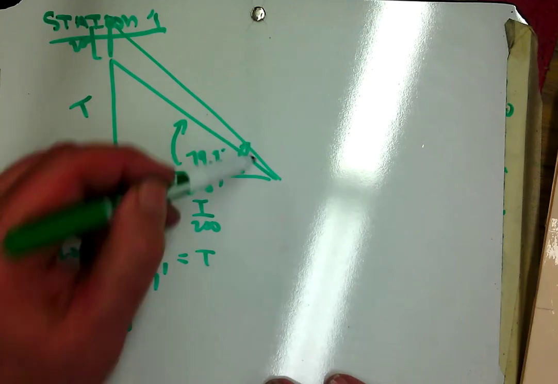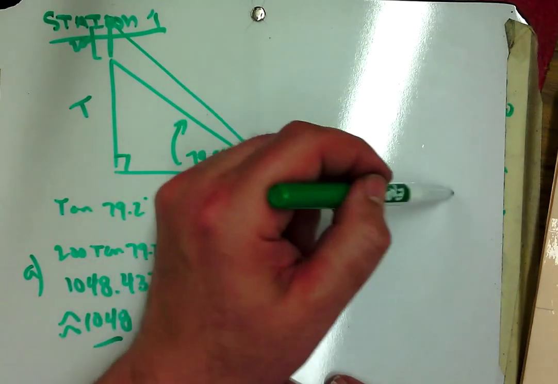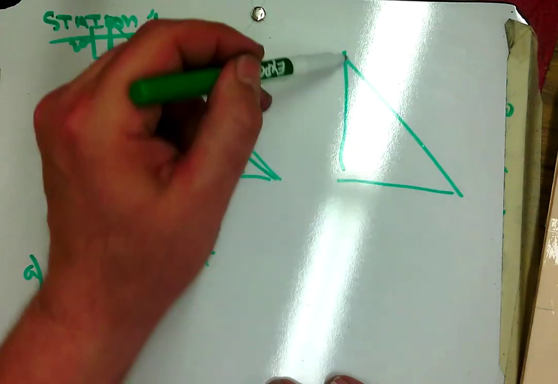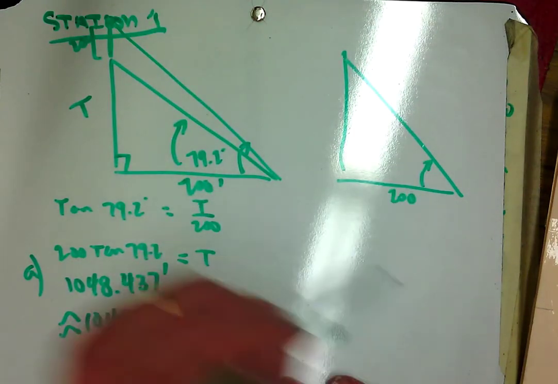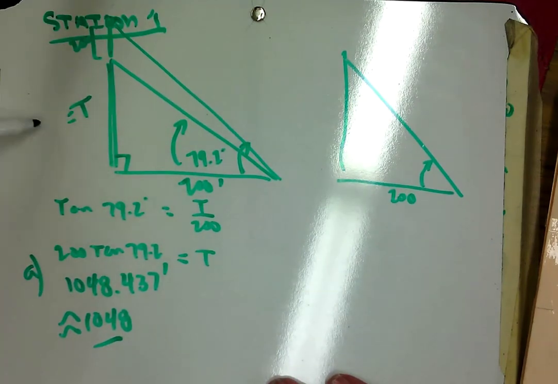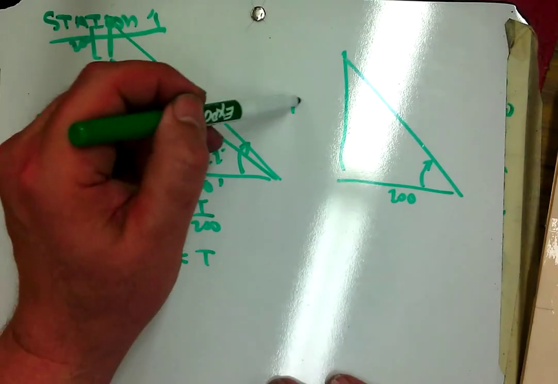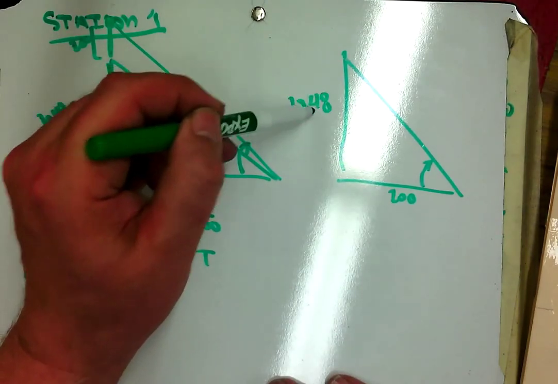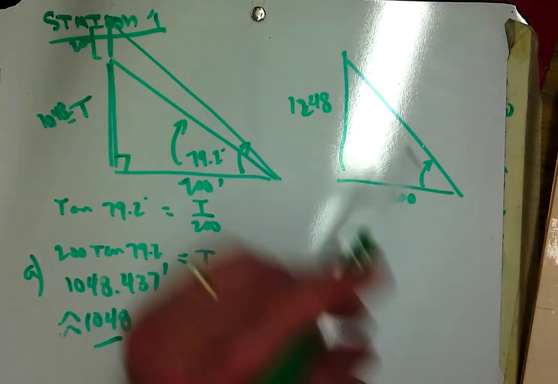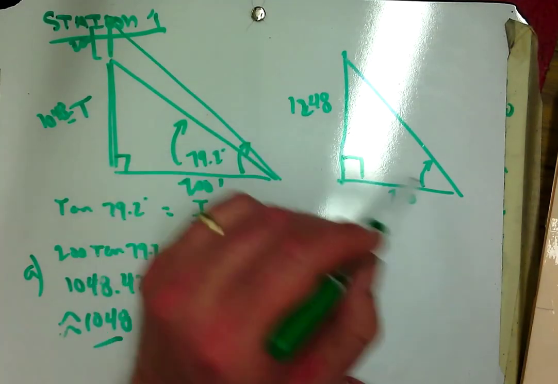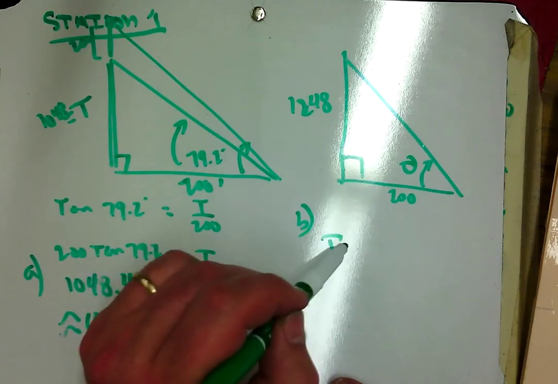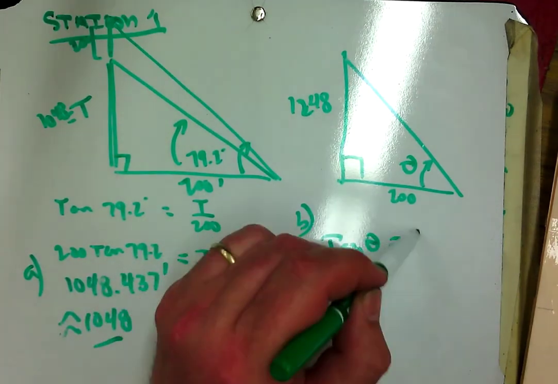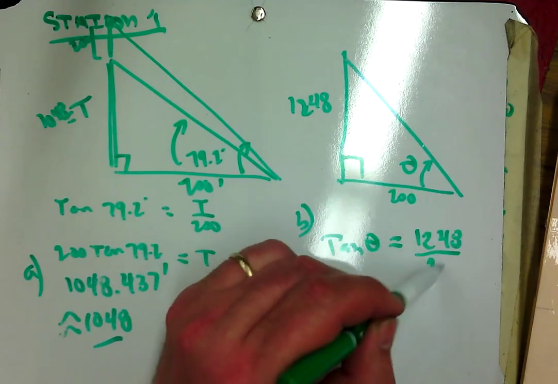So what's this angle of elevation? Well, I see this as a new triangle. Looking for this angle. This is still 200 feet. We found out that the height of the tower is 1048, and we're adding 200 to that. So 1248 feet here. We've got the opposite, we have the adjacent, and we're looking for theta. So in part B, let's say the tangent of theta is 1248 over 200.